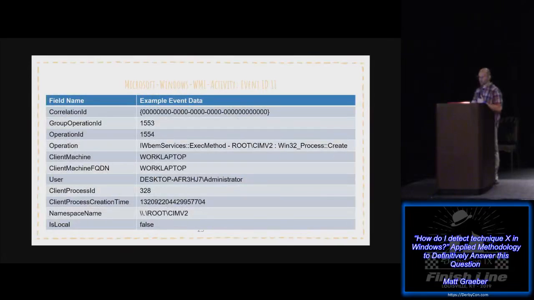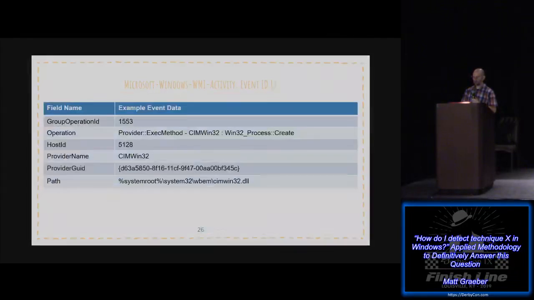Okay, so let's start trying to extract some context from these events. All right, so here's the first one, event ID 11, kind of interesting. Win32 process create, we get the client machine, so that's kind of interesting. It looks like we could get context from the client that initiated the lateral movement. We get some stuff about the namespace and whatnot, so that's potentially interesting here.